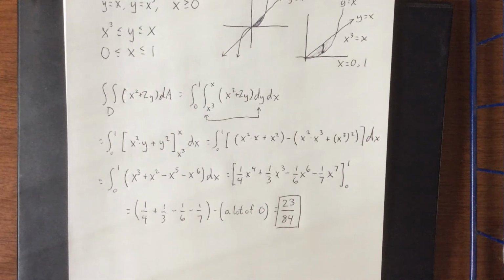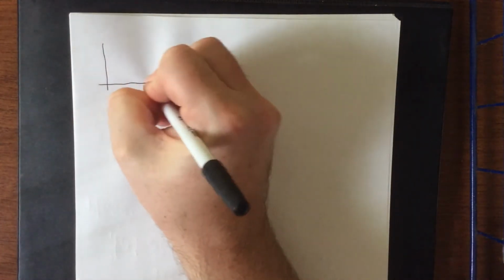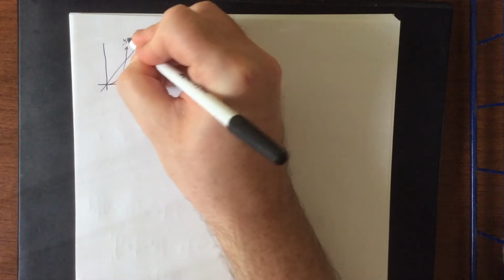Next up, we're going to set up and evaluate this as a type 2 region, and hopefully we'll get the exact same result. Now, in order for us to do so, a little low on space, so we'll go ahead and recopy some of the stuff on the back of this piece of paper. There's y equals x cubed.